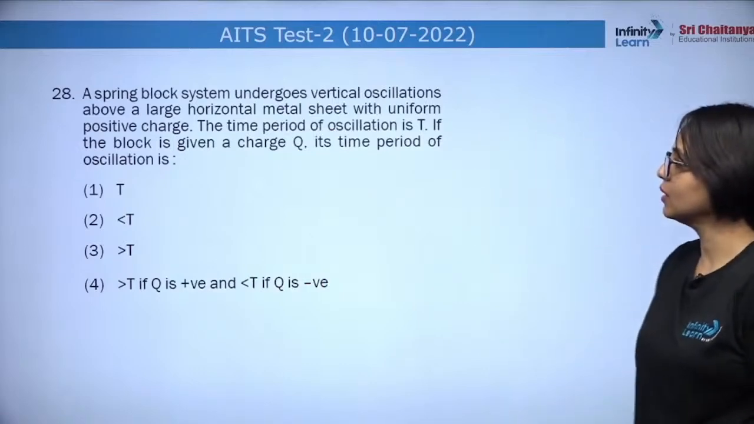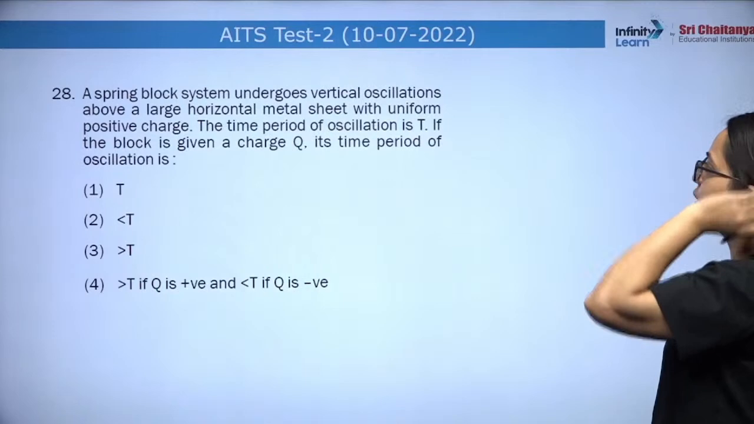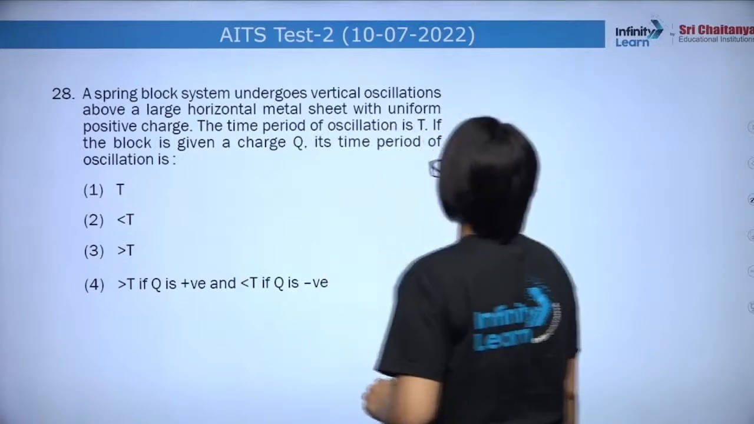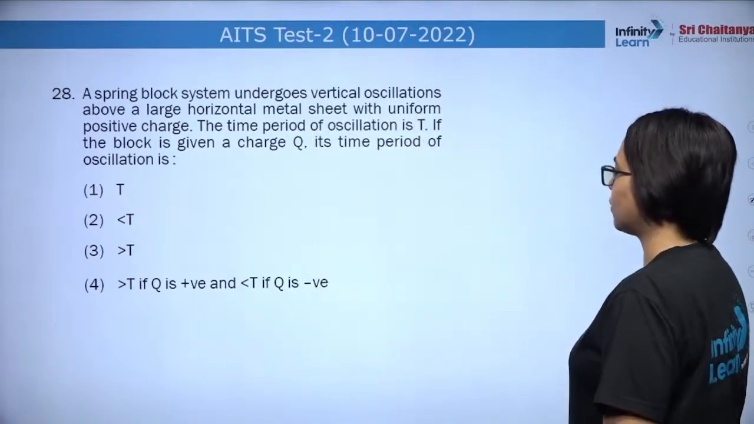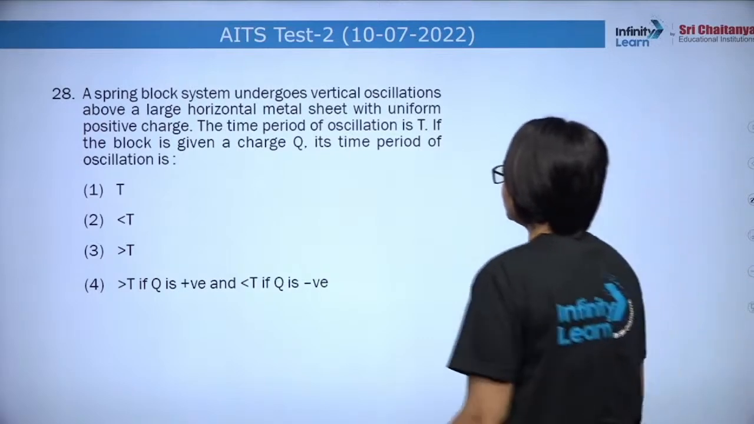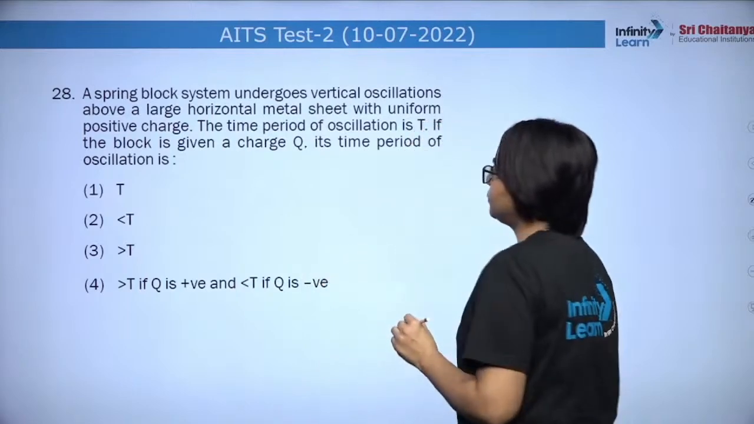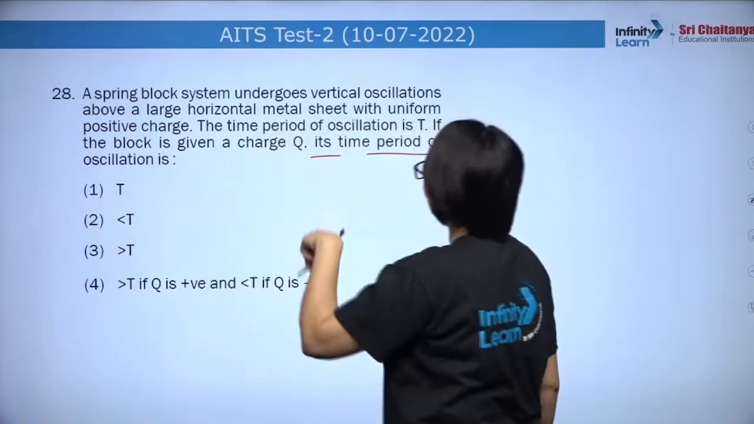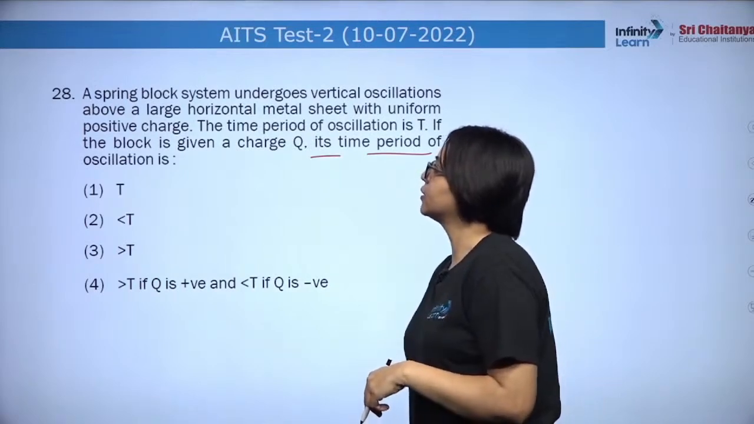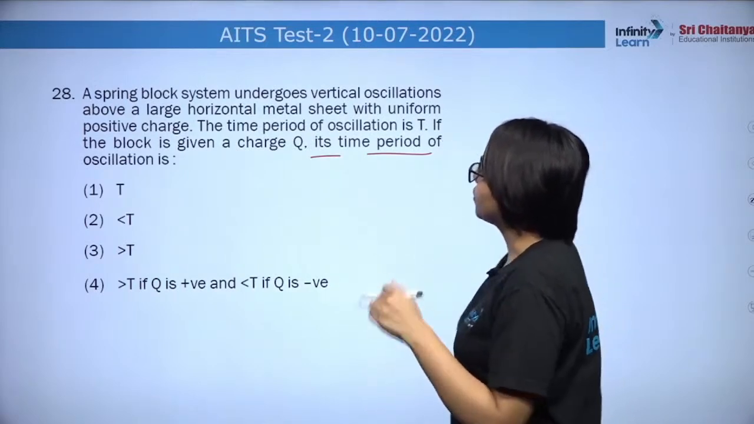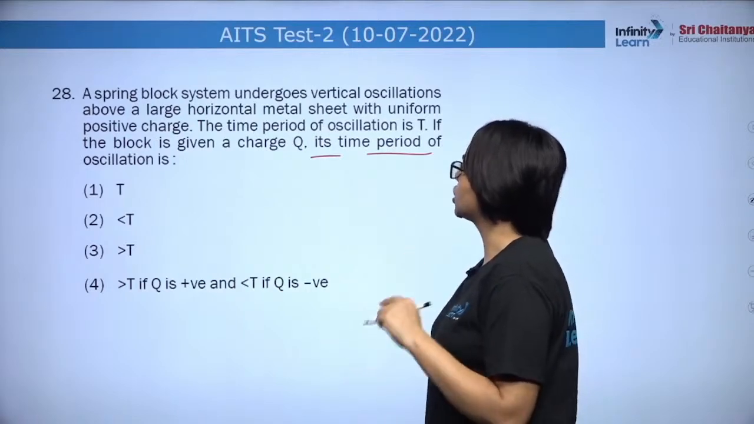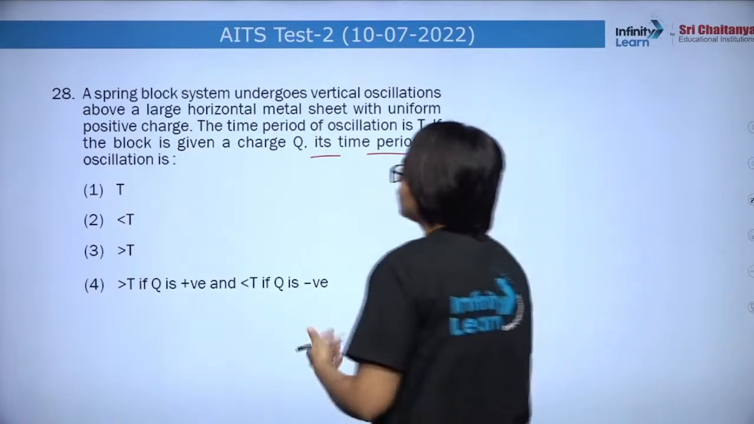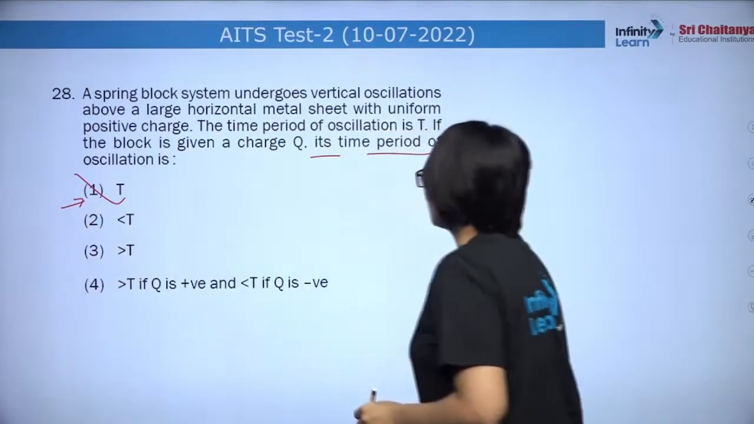Next is this one. A spring block system undergoes vertical oscillations above a large horizontal metal sheet with uniform positive charge. The time period of oscillation is T. If the block is given a charge q, its time period of oscillation will be, 2 pi root of m by k. We have a spring block system undergoing vertical oscillation, right? With uniform positive charge. Now if the block is given a charge q, its time period of oscillation is independent of the value of g effective, right? So it will be T again. So correct answer is option 1.